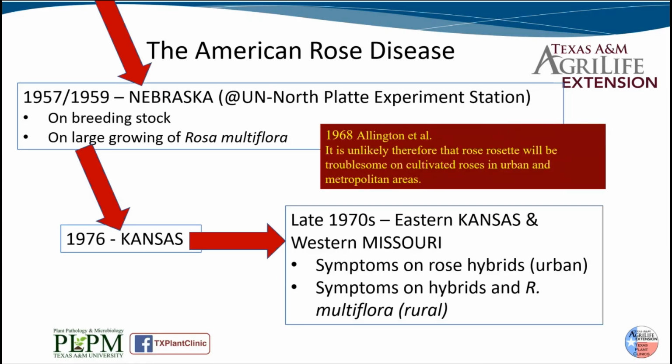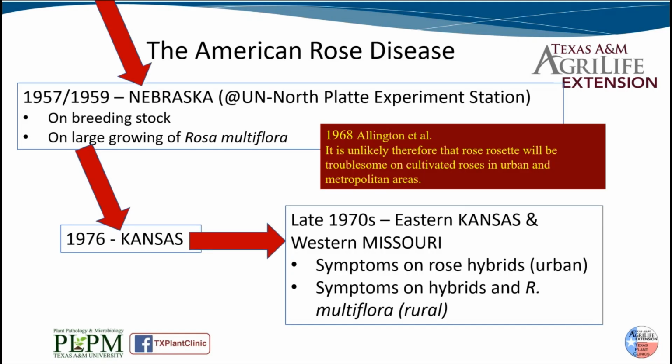Now, here's the fun thing. There's a paper by Allington et al., a 1968 paper, where it made that statement. Just quoting from it: unlikely that rose rosette will be troublesome on cultivated roses in urban and metropolitan areas.